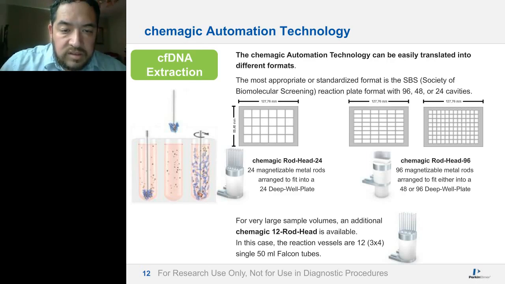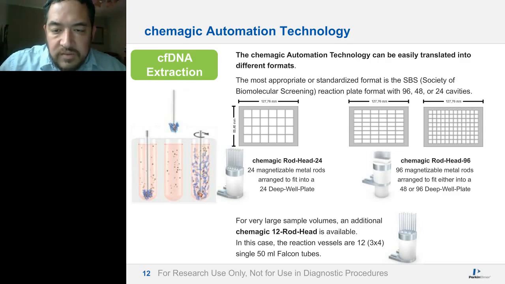If you look, you could see how the chemagic rod head 24 works and how the rods are arranged in a way that fits with the plates. Let me just draw this arrow here, and then you can see how the rod arrangement works with the plates there.